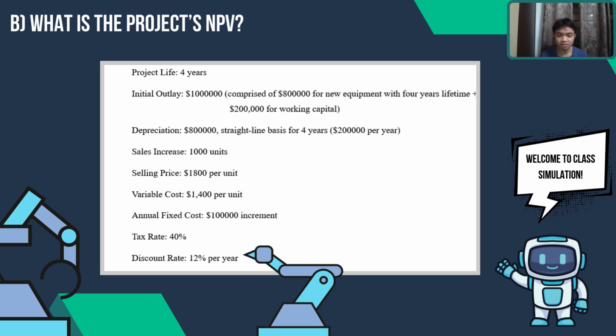The depreciation is 800,000 on a straight line basis for 4 years, which is 200,000 per year. Sales increase is 1,000 units. Selling price is 1,800 per unit. Variable cost is 1,400 per unit. Annual fixed cost is a 100,000 increment. Tax rate is 40%. Discount rate is 12% per year.